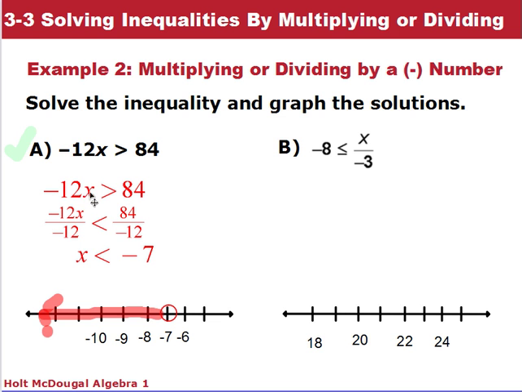Just like in an equation, we get the x variable by itself, so we divide both sides by negative 12, leaving us with x on the left-hand side and negative 7 on the right-hand side. Since we divided by a negative number, we need to reverse our inequality symbol. So x is going to be less than negative 7. Open circle at negative 7, and we shade everything to the left. And we can check this, again, with our endpoint. Negative 7 times negative 12 is a positive 84, so our endpoint is correct.